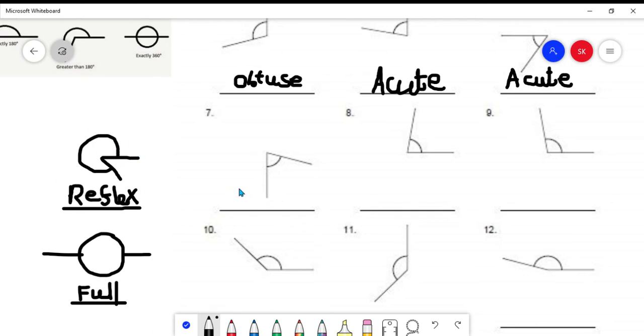Again, next one, 2 seconds. Yep, it's an acute.